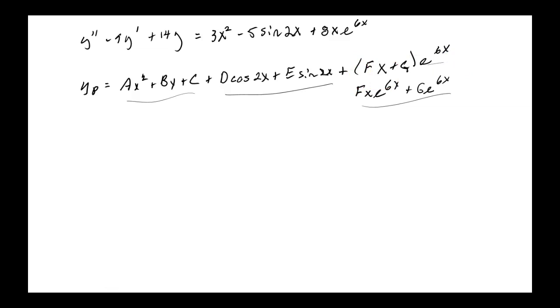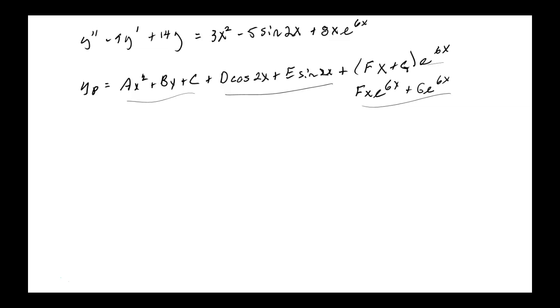Note that none of the 7 terms in that assumption for y sub p duplicates the complementary function, which is c1 e to the 2x plus c2 e to the 7x. They waited to put that in. I like to do it first. Now that was case 1. Those last 2 examples were case 1.